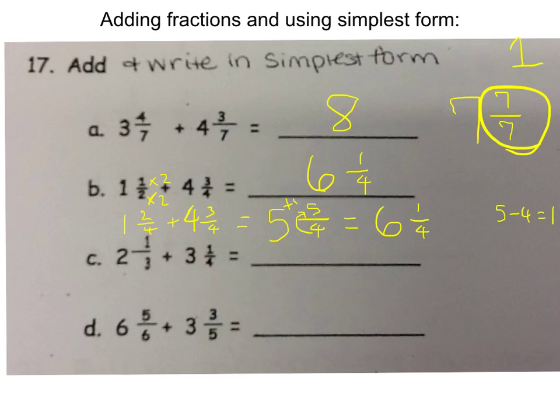For C, I notice that they also do not have common denominators, so I'm going to multiply the denominators by each other. So here I would have 2 and 4/12 plus 3 and 3/12. Now I can go ahead and add my numerators. 4 plus 3 is 7/12. 2 plus 3 is 5. So my answer is 5 and 7/12.